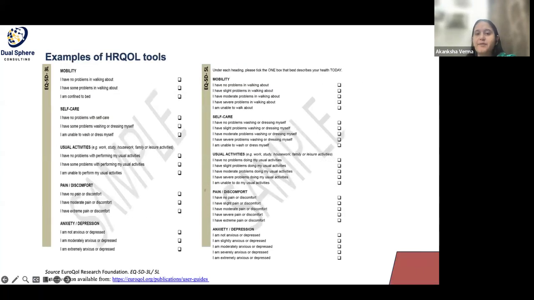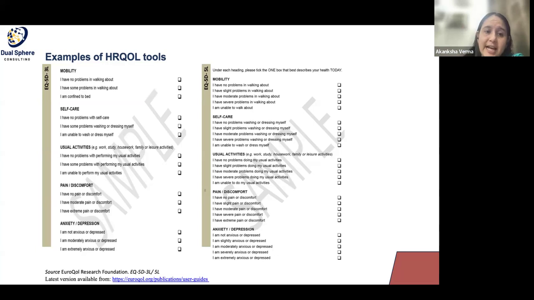Now, these are two examples which I have shown, EQ5D, 3L and 5L. So these are different levels. 3L has three categories of responses. 5L has five categories of responses. This is one tool, just a snapshot of this tool.